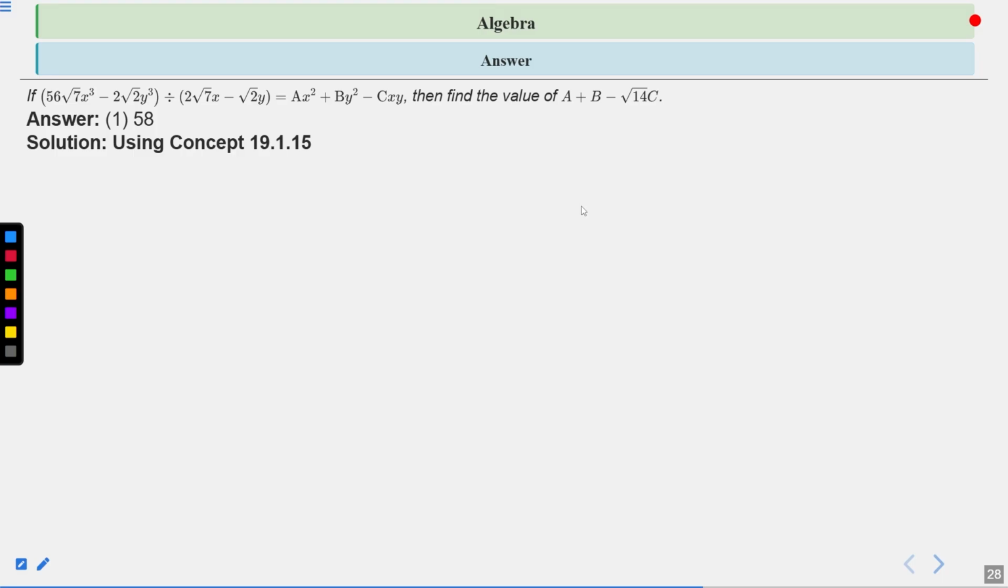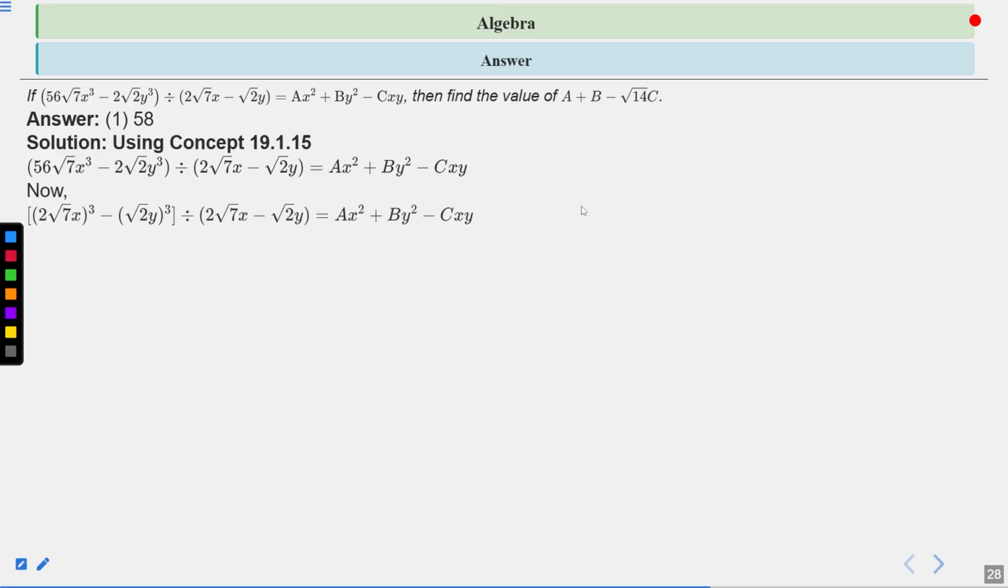Now see the detailed solution using concept 19.1.15. So we get (56√7 x³ − 2√2 y³) divided by (2√7 x − 2√2 y), which is equal to ax² + by² − cxy. We can write 56√7 x³ in the form of (2√7 x) whole cube.